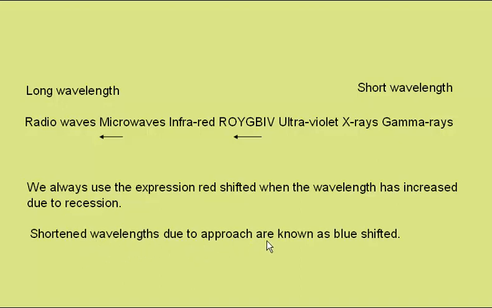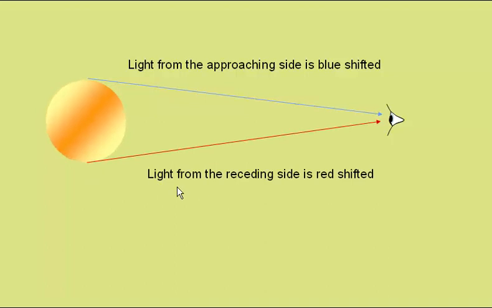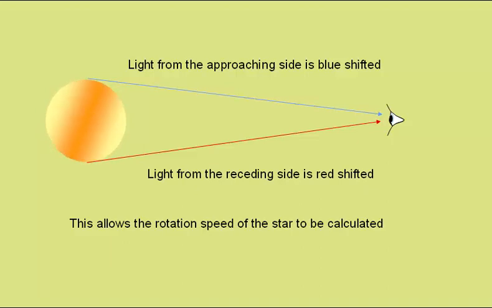Shortened wavelengths due to approach are known as blue shifted. Here we have a rotating star being observed here, and at this point the light from the approaching side would be blue shifted, as this side of the star is actually moving towards the observer, whereas light from this side would be red shifted. This side is moving away from the observer. Observations like this allow the rotation speed of a star to be calculated.